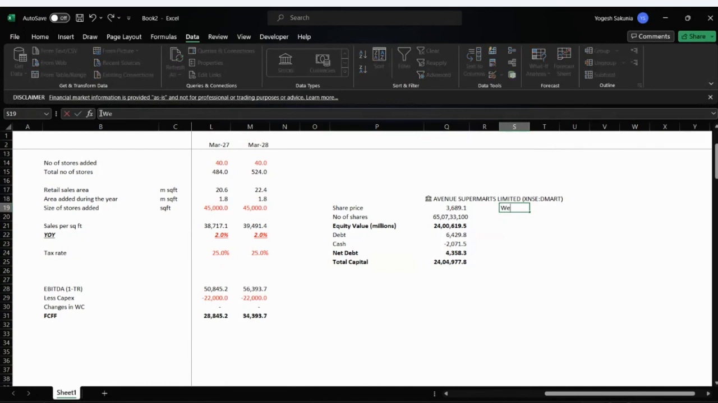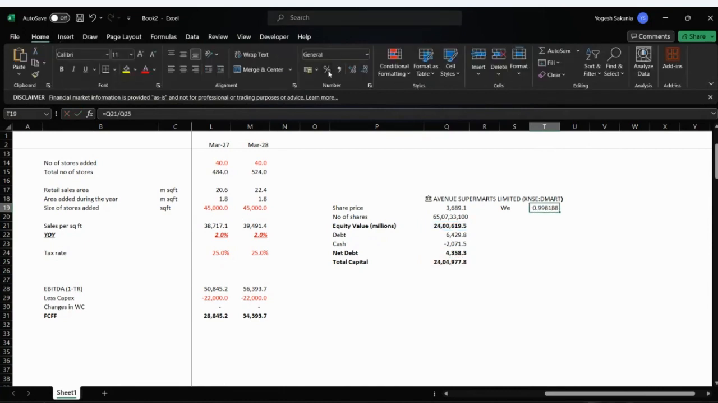So weight of equity is equal to value of equity by total capital, almost 100% equity. And then weight of debt is 1 minus this number. Alternatively, you could have divided this number by the total. So weight of equity and weight of debt is there.